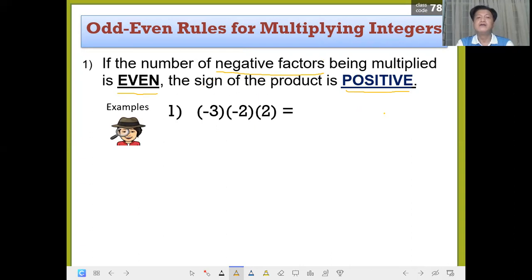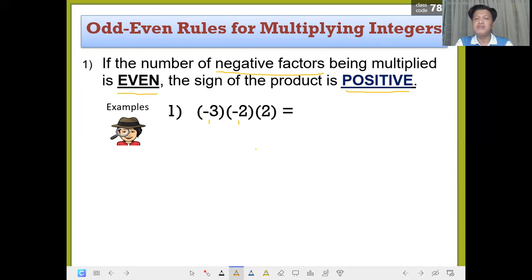Okay, number 1, negative 3 multiplied by negative 2 multiplied by positive 2. Ang una mong gagawin dyan, i-multiply mo muna ito, yung negative 3. But take note, ang titignan lang natin dyan yung negative. Ibig sabihin niya, ilan ba yung negative na nandito sa factors natin? 1, 2. Okay, so meaning to say, the sign of their product now is positive.